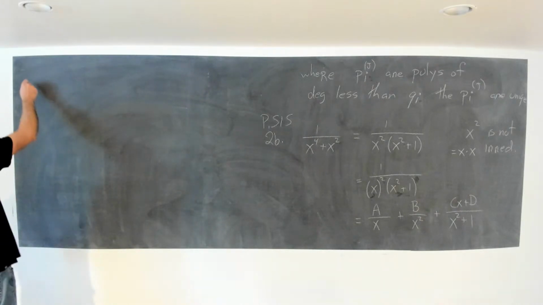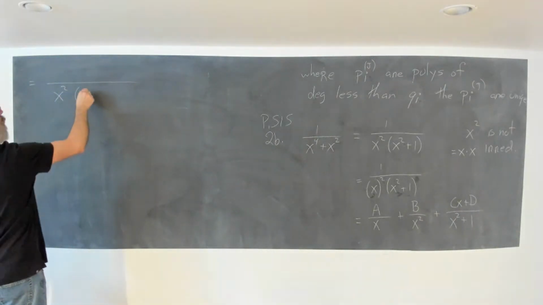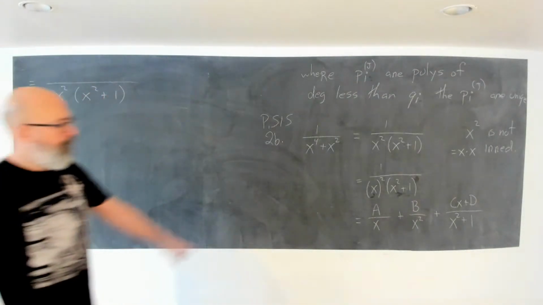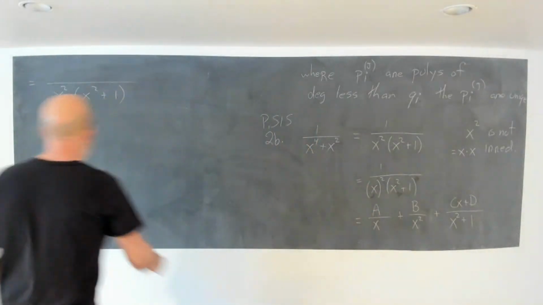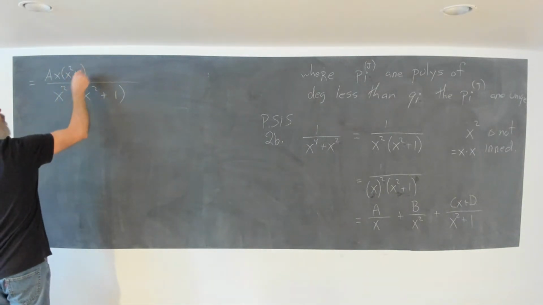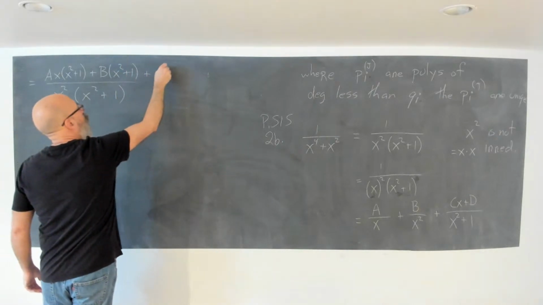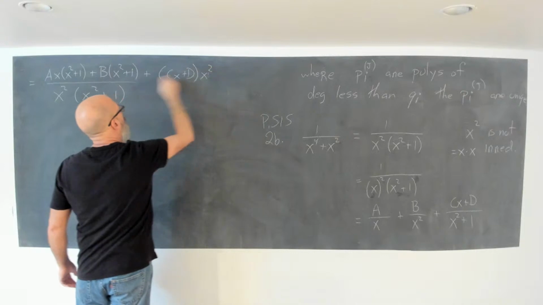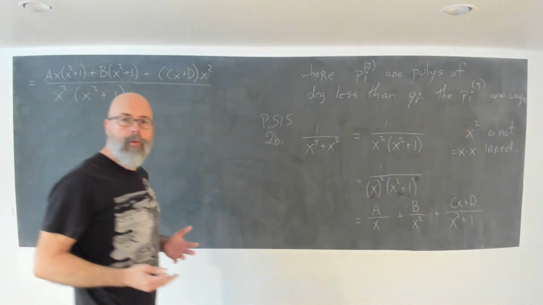Let's put everything back over the common denominator. The common denominator is the denominator we started out with. So for the A, I need an x and an x squared plus 1. For the B, I need an x squared plus 1. And for the cx plus d, I need an x squared. Right, we're putting everything over the common denominator.